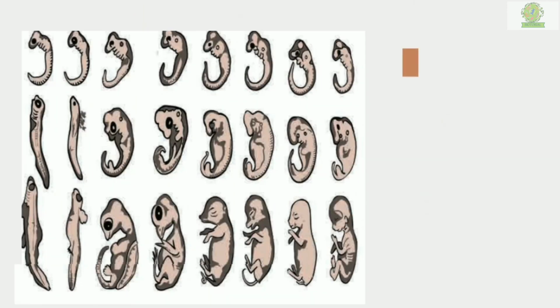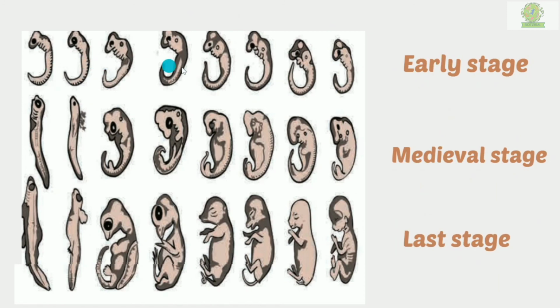Now here in this slide we see that there are so many embryos present of different species. This is a single species of fish, and here comes another. Likewise we have many here. So this first line is the early stage of the embryo, the second is the middle stage of the embryo, and the last one is the last stage. This is how the growth process takes place of each and every organism.